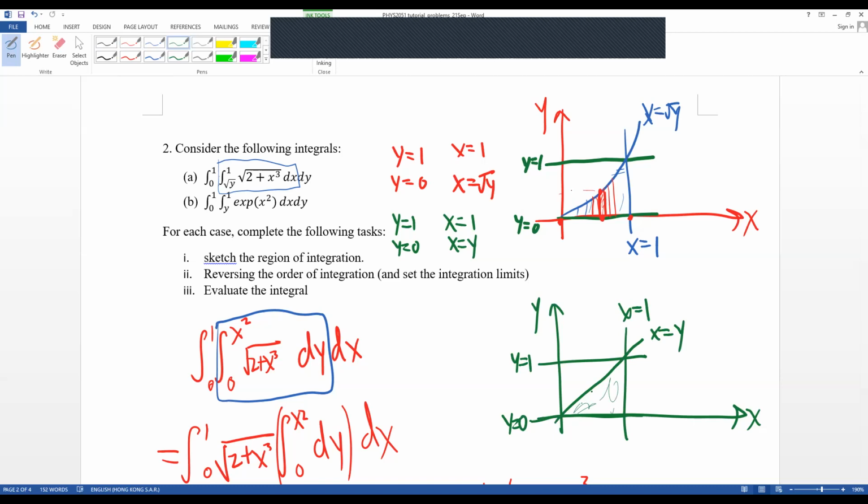So now again, if we follow this order, if we just look at this inner integral, again you find that you cannot do it analytically. So what we are going to do again is to reverse the order. So go with dy first. That means again we are cutting the region like this.